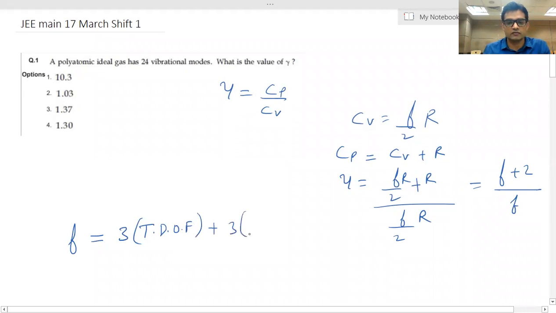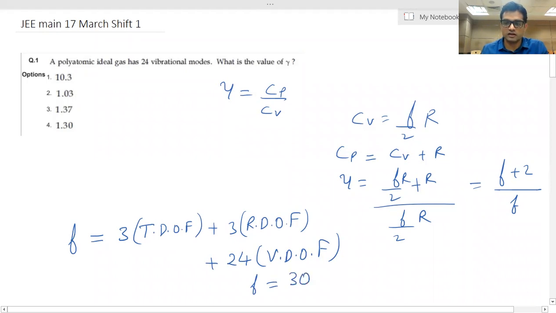plus 3 rotational degree of freedom. It is a polyatomic gas, so there will be 3 degrees of freedom in rotation plus 24 vibrational degrees of freedom. It is given in the question only. So here we are getting that total degrees of freedom are 30.